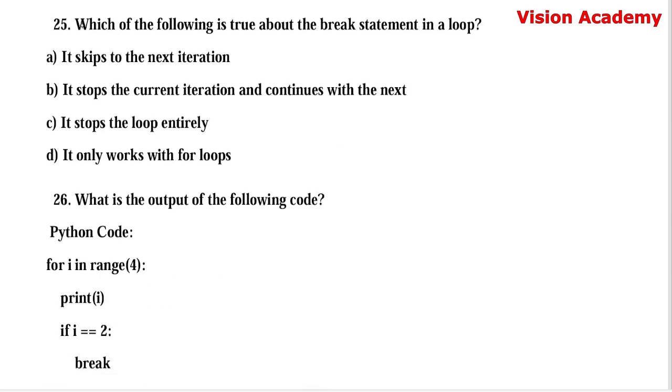Next, question number 25. Which of the following is true about the break statement in a loop? A, it skips to the next iteration. B, it stops the current iteration and continues with the next. C, it stops the loop entirely. D, it only works with the for loop. Here option C, it stops the loop entirely, is the right answer.